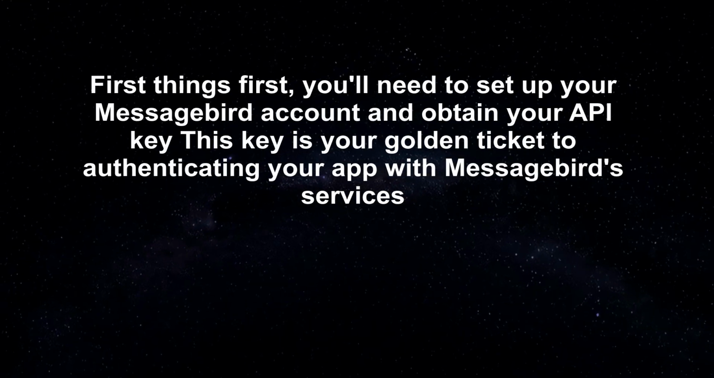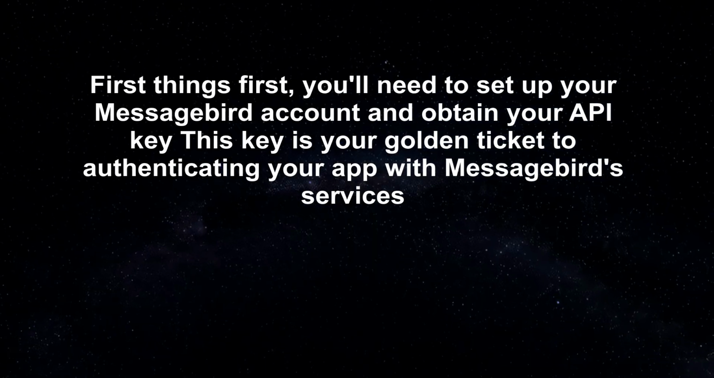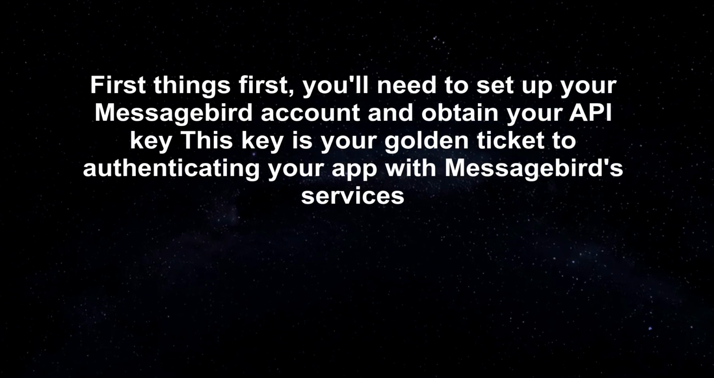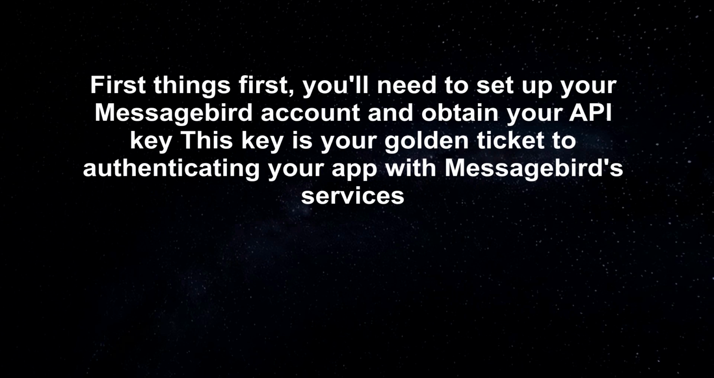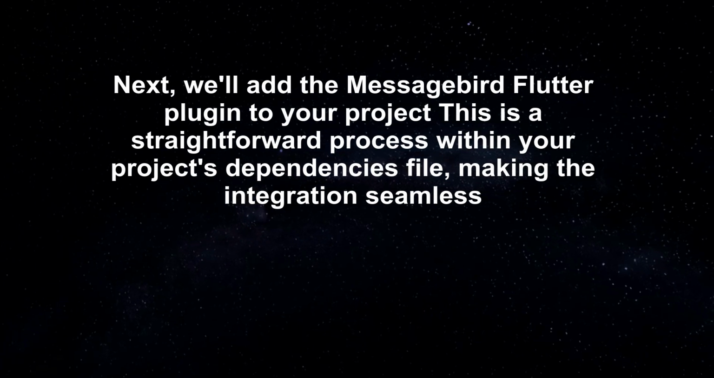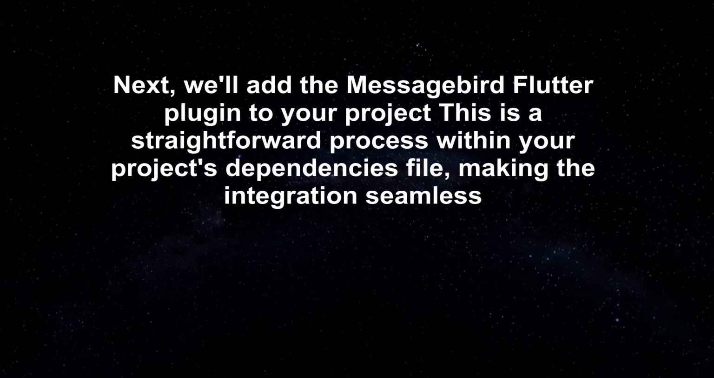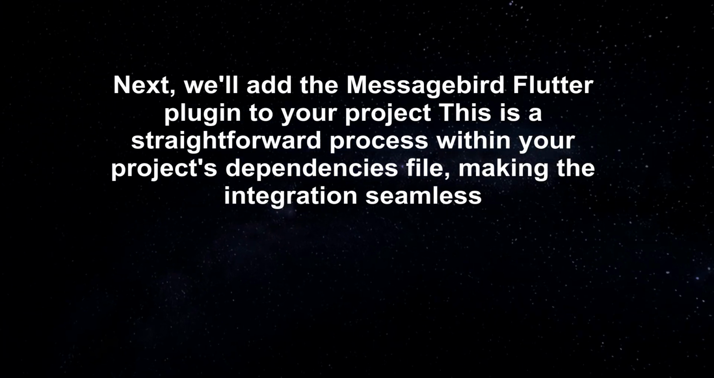First things first, you'll need to set up your Messagebird account and obtain your API key. This key is your golden ticket to authenticating your app with Messagebird services. Next, we'll add the Messagebird Flutter plugin to your project. This is a straightforward process within your project's dependencies file, making the integration seamless.